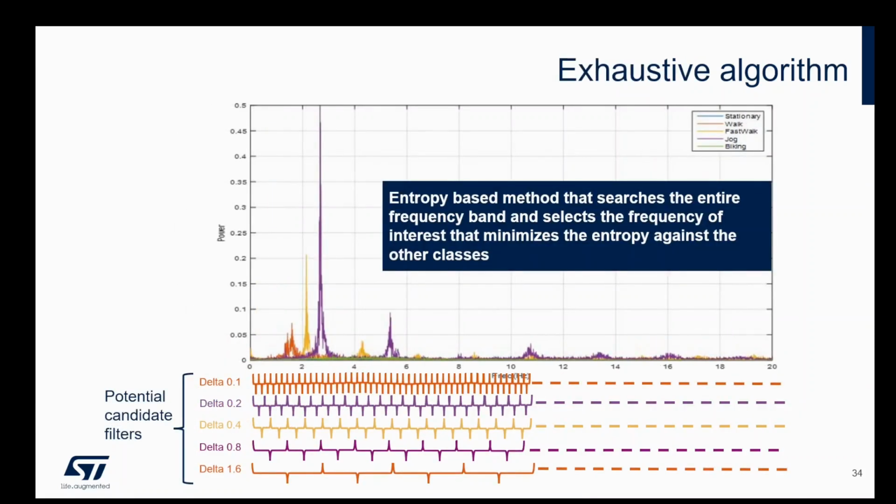In case of exhaustive search, the algorithm uses an entropy-based method, searches the entire spectrum, and then finds the frequency of interest. Next, it minimizes the entropy for the filter that you have selected for the selected class. Let me repeat this: entropy reduction means that you have found the filter that gives you maximum signal. That's what this method does. But as you know, it's scanning the entire band, so it is exhaustive, which means that it takes longer than the basic search.